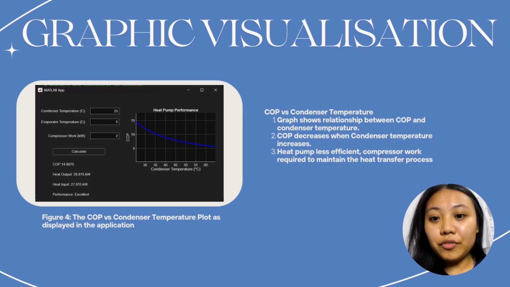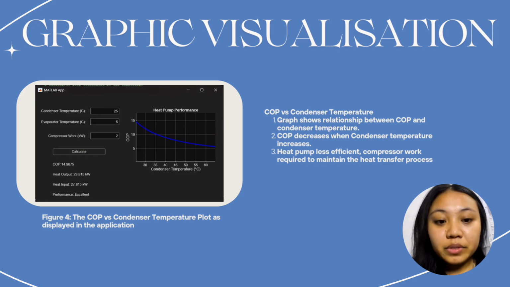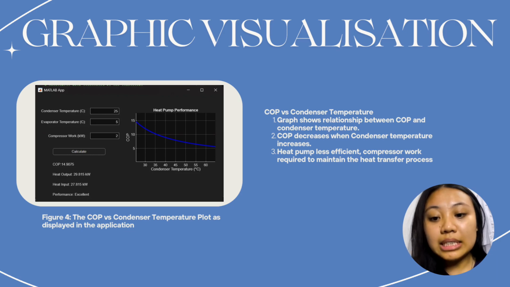Next is graphic visualizations. Figure 4 shows the relationship between COP and condenser temperature. COP decreases when condenser temperature increases. The heat pump is less efficient because more compressor work is required to maintain the heat transfer process. So the graph helps users easily visualize how operating conditions affect the overall performance of the heat pump system.